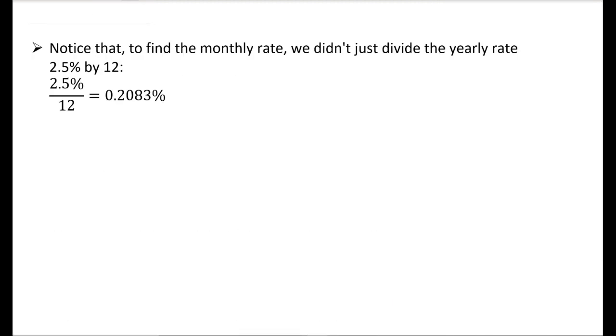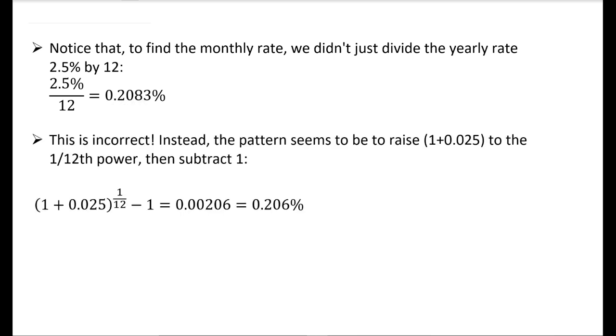All right, so notice that to find that monthly rate, we didn't just take the yearly rate and divide it by 12. So you may be asking yourself, if we're trying to find the monthly rate, can't we just take the yearly rate, 2.5%, and divide it by 12 to get our answer? Well, the answer would be no, because that would actually be an incorrect measure, because remember, we didn't get 0.2083, we actually got a different number.